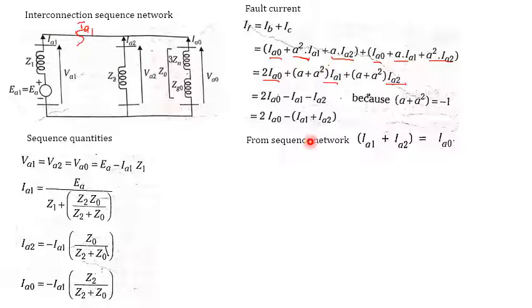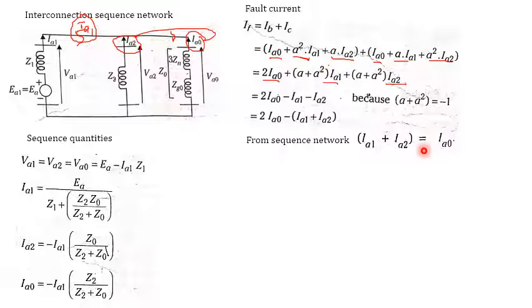Okay, so how do you get this? From the sequence network. You can see here the interconnection of the sequence network, with the current IA1 plus IA2, which is entering into the network, that is IA0. It is adding up, that is IA1 and IA2, and it is the same as the IA0 value.